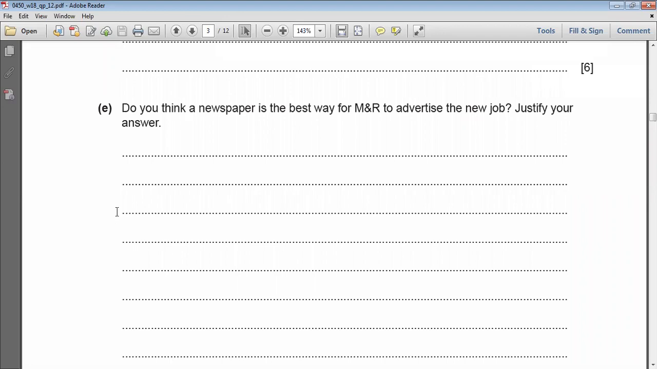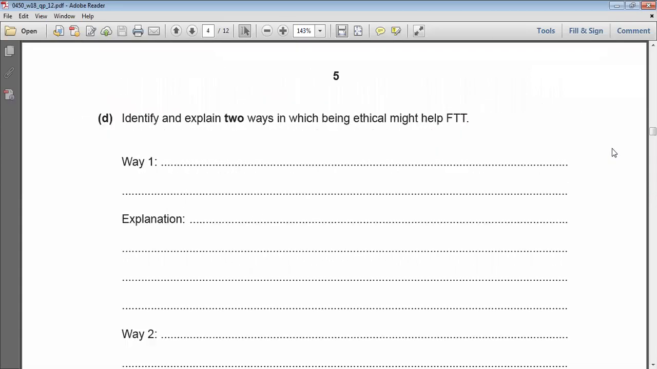If you only write one sentence from the beginning, yes, newspaper is the best way because it's cheap, how can we justify? How can we be sure? Based on what argumentation? Based on what point? We don't know. So we have to be very clear on this.